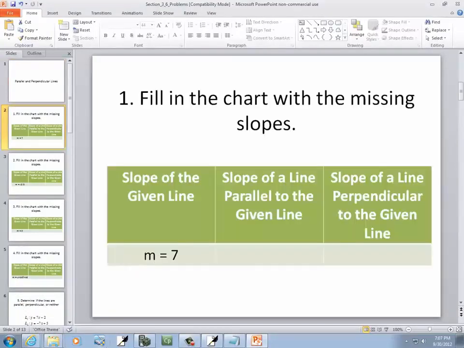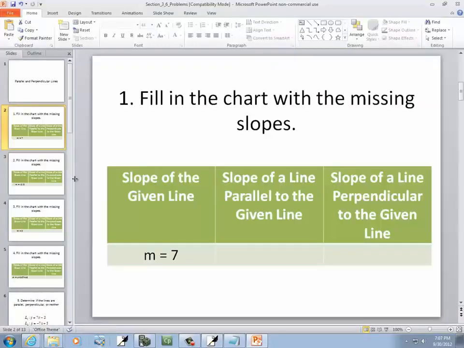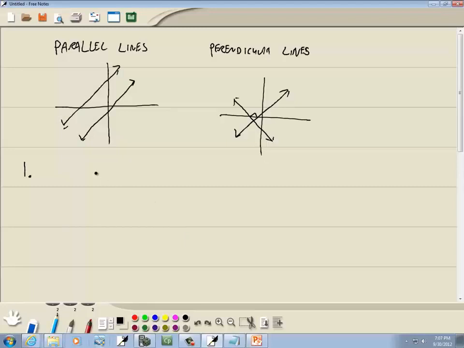Now we're going to see something about the slope, and we're going to use an example to do this. It says fill in a chart of the missing slopes, and we've got slope of the given line, and slope of the line parallel, and slope of the line perpendicular. Okay, so we're given m is equal to 7.